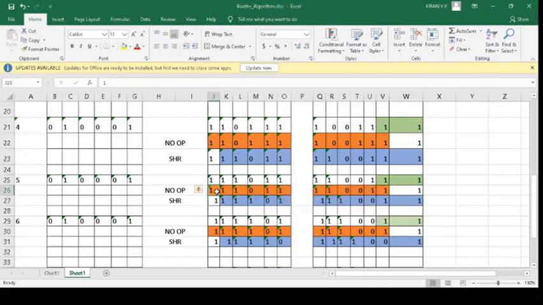Then again copy this to the 6th step. Again note the pattern, no operation, so again the exact copy goes down. Then you have to perform a shift right of this section. So the shift right will happen, copy the MSB. So this is the final result that you are waiting for.